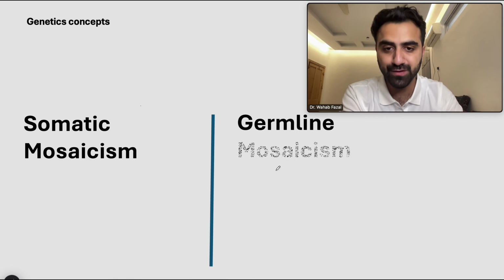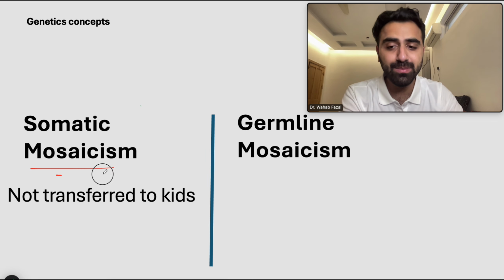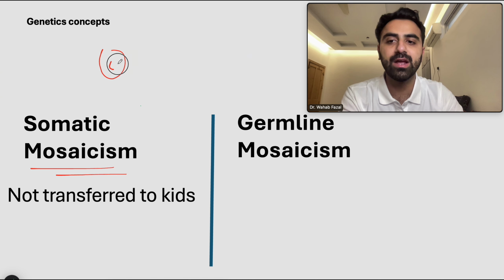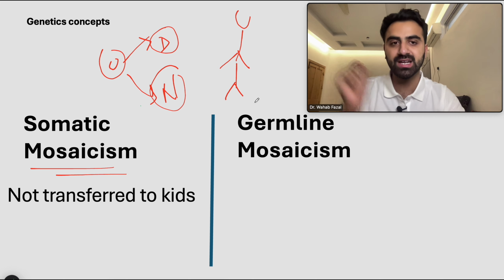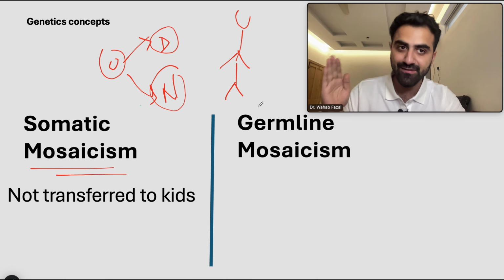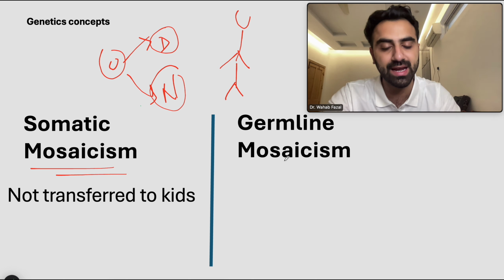So what would be the difference between the two? In somatic mosaicism, the zygote then develops this diseased cell line and this normal cell line, something like McCune-Albright syndrome, but a person with McCune-Albright syndrome will not transfer the disease to their kids.